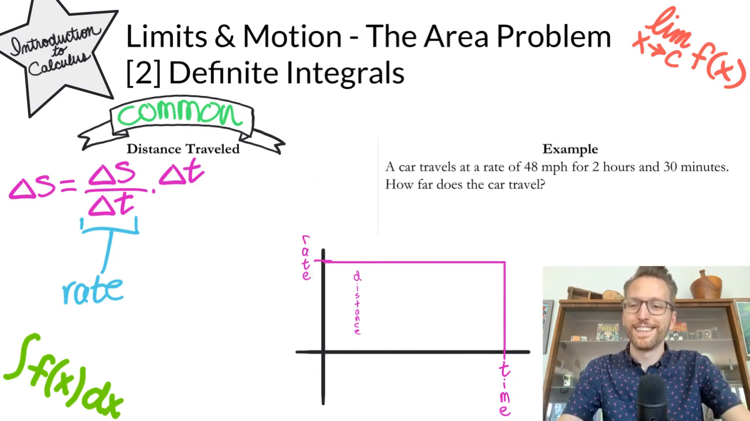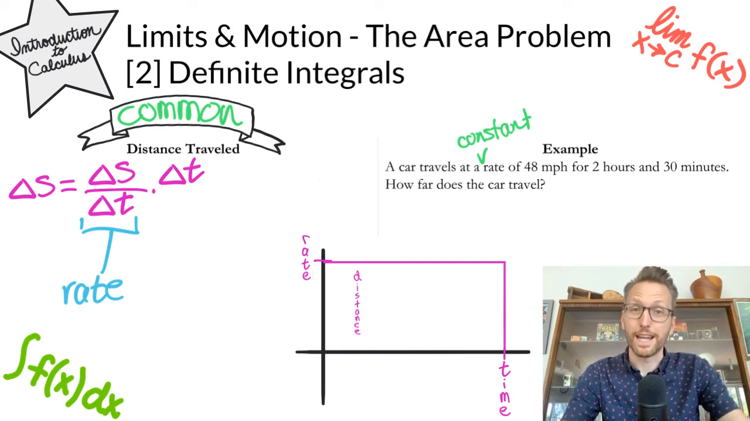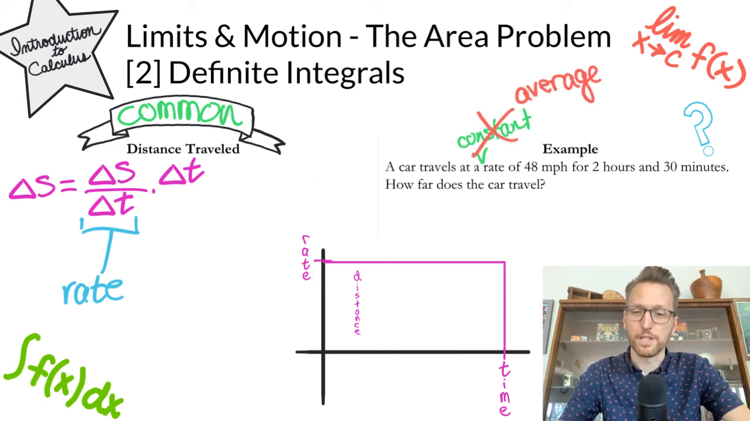Let's move on. Check out this example. A car travels at a rate of 48 miles per hour for 2 hours and 30 minutes. How far does the car travel? While I don't see a problem here, I do notice that 48 miles per hour is a constant rate. So how did we even get that? Are we saying that this person driving the car traveled at a constant rate for 2 hours and 30 minutes, exactly 48 miles per hour for that entire time? I doubt it. I bet that 48 miles per hour was average. Okay, so there's kind of a problem worked in there.